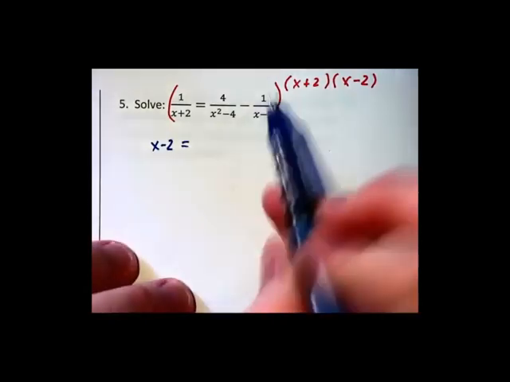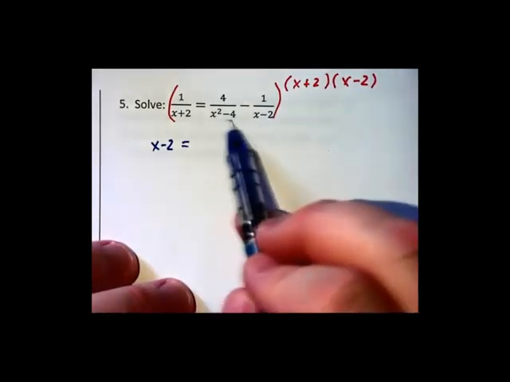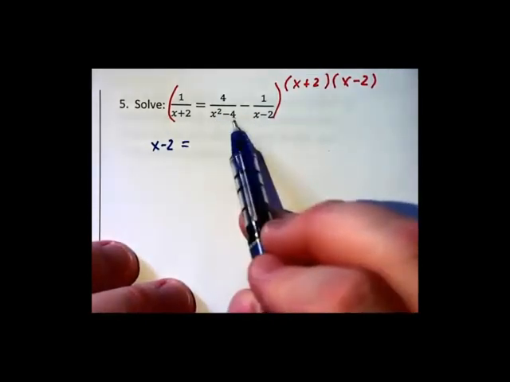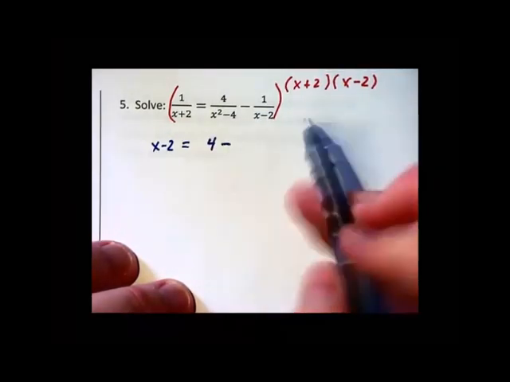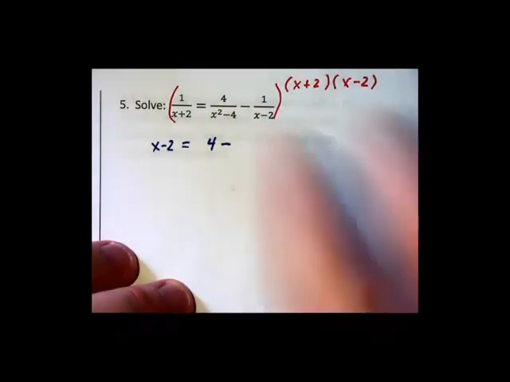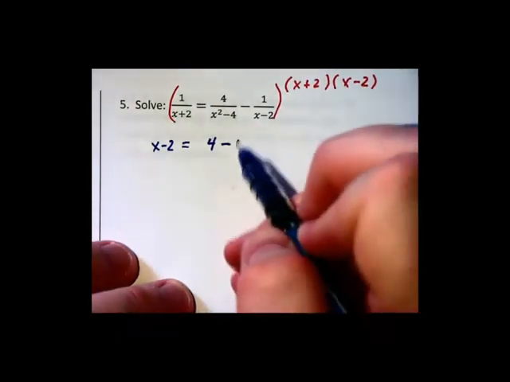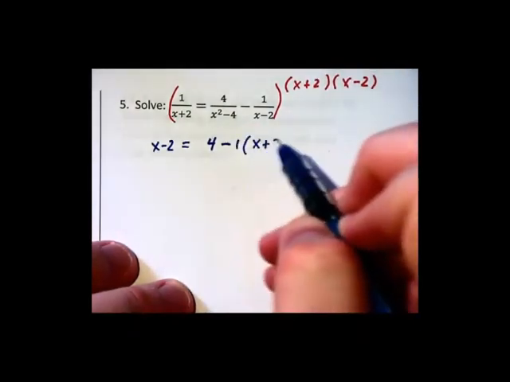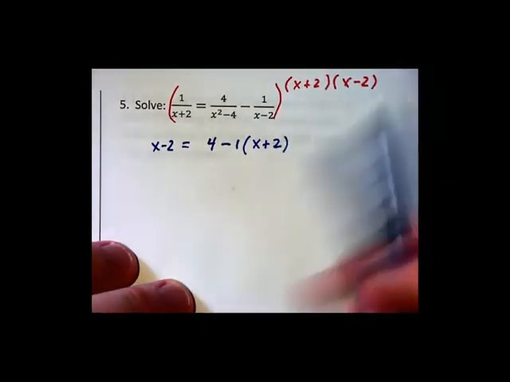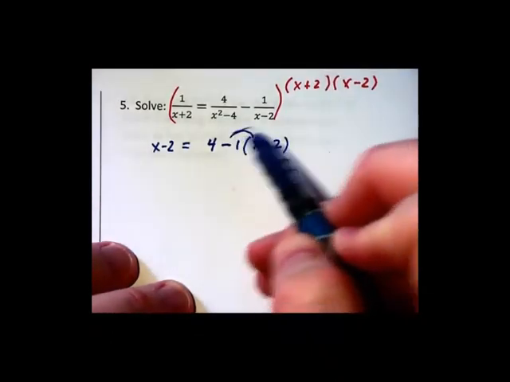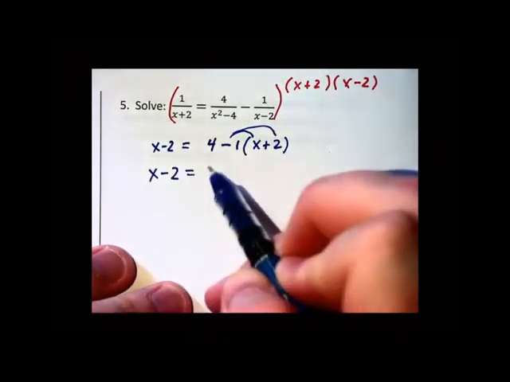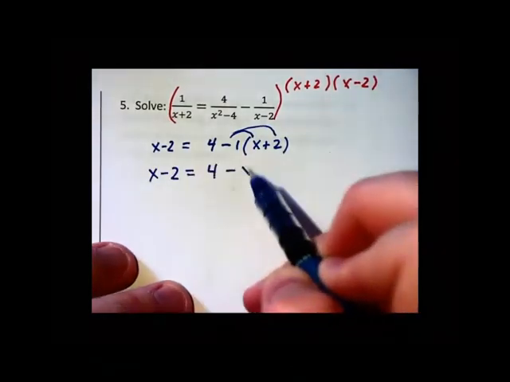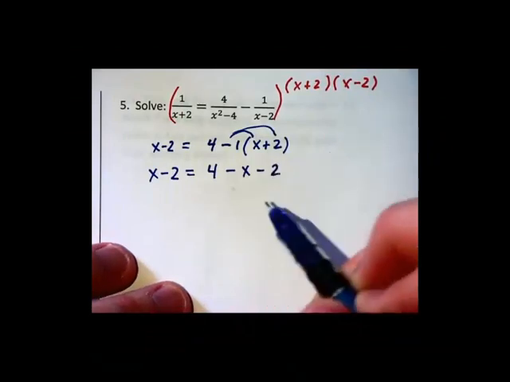equals, in the center of the problem, this is an x plus 2, x minus 2 in the denominator, so it all cancels out, just leaving the 4 upstairs, minus, then the x minus 2's cancel, so we've got 1 times x plus 2. And I wrote the 1 there to help remind you that, again, we're going to have to distribute that negative. We've got x minus 2 equals 4 minus x minus 2.